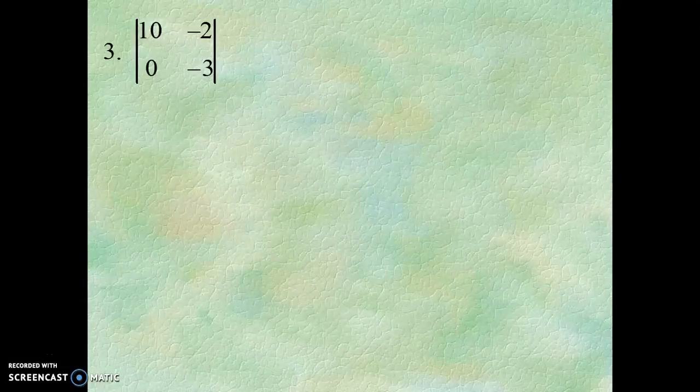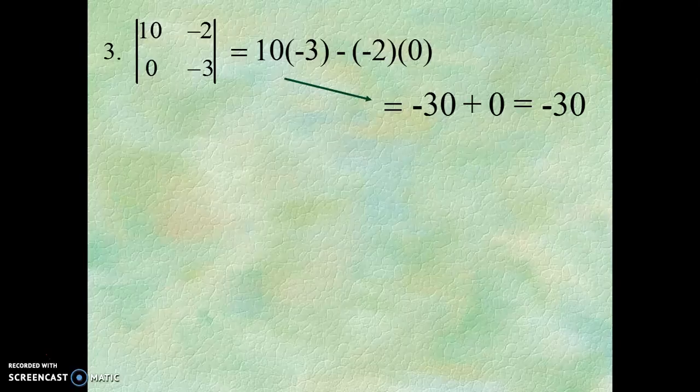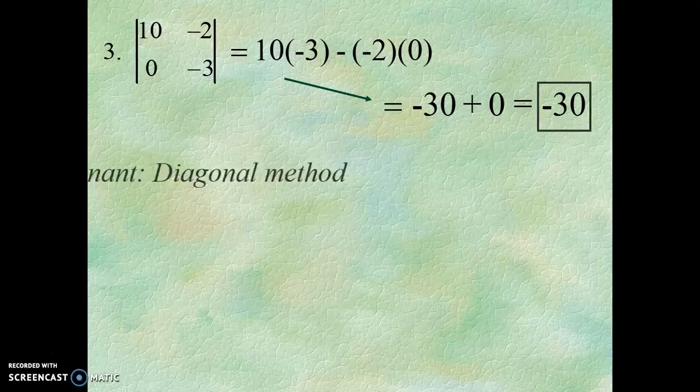Okay, let's do one more example: 10, negative 2, 0, and negative 3. So we're going to multiply diagonals. So 10 times negative 3 and negative 2 times 0. 10 times negative 3 gives me negative 30, and negative 2 times 0, well, 0 times any number is always 0, so that's easy. And then negative 30 plus 0 is negative 30. So we're done.